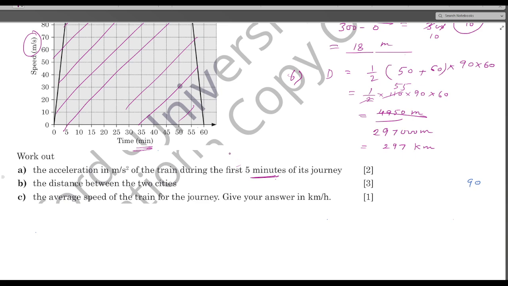The average speed of the train for the journey, give your answer in kilometers per hour. The average speed is your total distance, which is 297 kilometers, and the time you took is 1 hour. So your average speed is going to be 297 kilometers per hour.